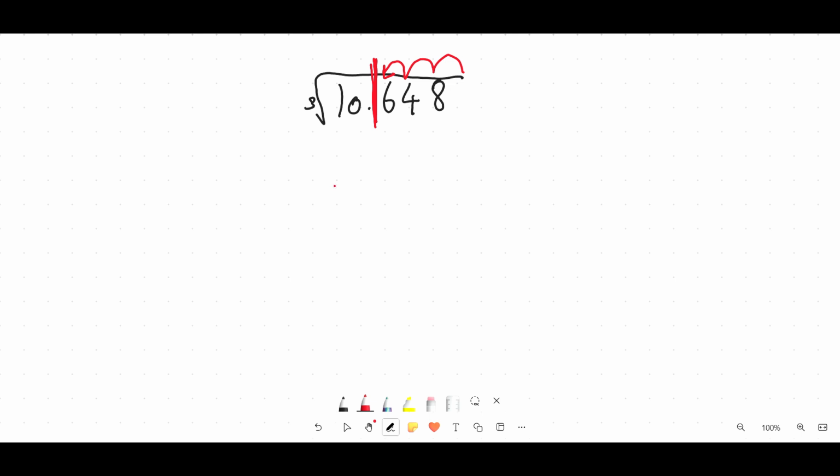10. The nearest cube less than 10 would be 2 cubed. 2 cubed is 8. So the nearest cube root is 2. Now you put the decimal point here. 648 again ends with 8, just like our previous question. That means our answer will be 2, because the unit digit of 2 cubed is 8. And this is our final answer.